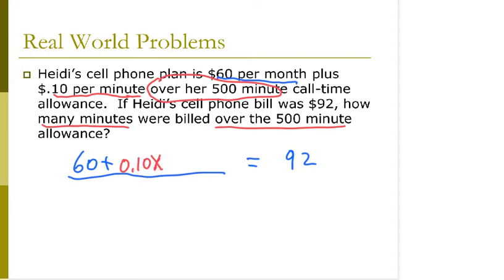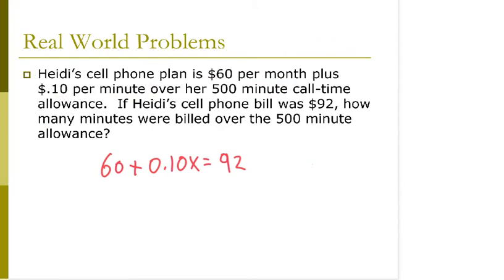Let's just write this equation a little bit better though, so that it's easier to see exactly what we need to do. So we want to eliminate the constant term first. We want to get rid of that 60. So we subtract 60 from both sides of our equation.